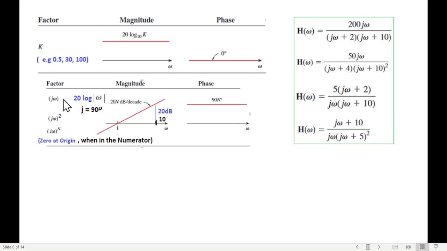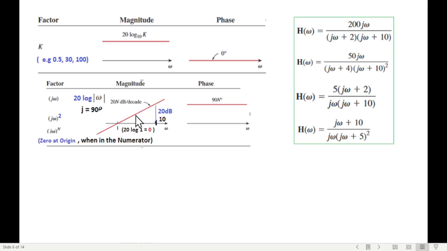Okay, so j omega can also be j omega square, or j omega power n. Just for simplicity we are taking this. Its magnitude will be, in dB, 20 log omega, and the angle will be that of j, and j we know is equal to 90 degrees, so the angle will be 90 degrees. Let's first plot this. If we put omega equal to 1, 20 log 1 will be 0.